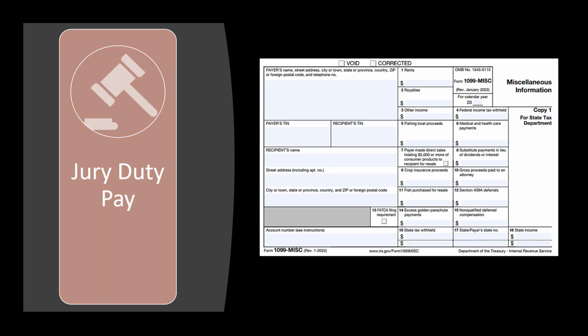The last form of income we are going to cover today is jury duty pay, and that may be reported to our clients on a Form 1099-MISC in Box 3, Other Income, if they received over $600. If they received less than $600, they may not receive a form at all, but as with many other forms of income, it is still taxable.